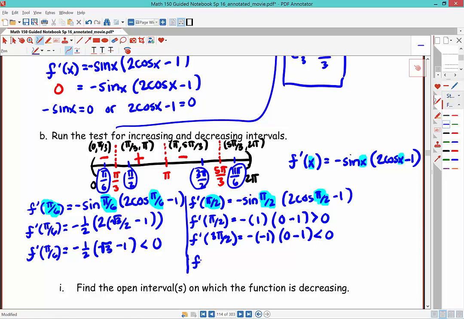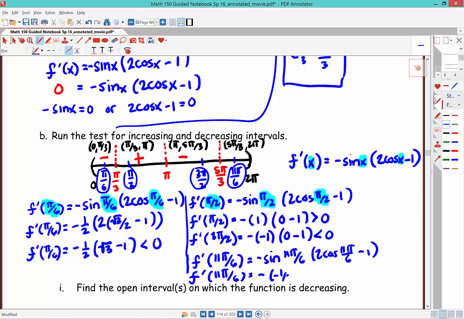And then f prime at 11 pi over 6 will be equal to negative sine at 11 pi over 6 times 2 cosine at 11 pi over 6 minus 1. So f prime at 11 pi over 6 will be negative a half times, well, I'll just write it out, 2 times root 3 over 2 minus 1.